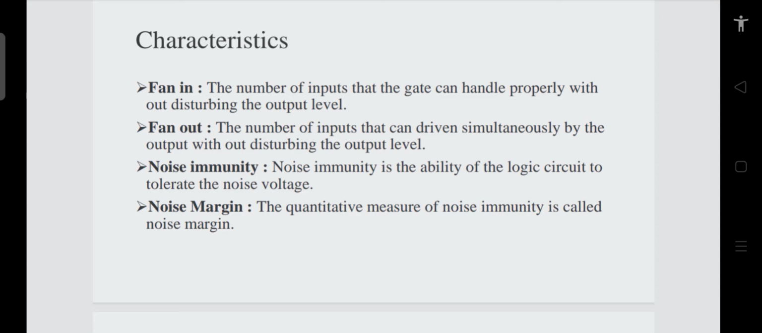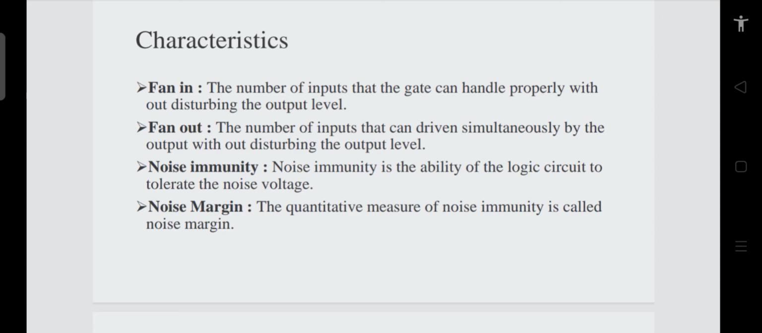Then you define the noise immunity for a logic family. So noise immunity is the ability of the logic circuit to tolerate various disturbances on the input side. So if there are some variations on the input side, the output level should still not change. If a certain circuit has this capability, then that circuit is said to have noise immunity. From common sense or logic, we can understand that the noise immunity should be as high as possible.